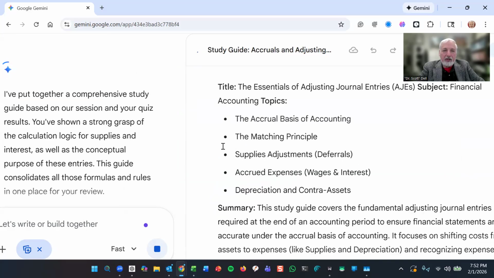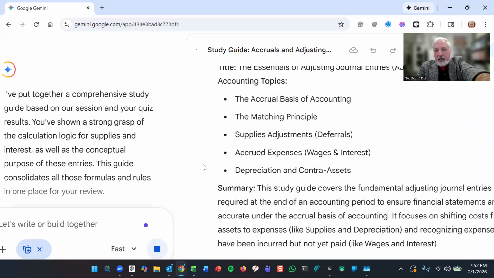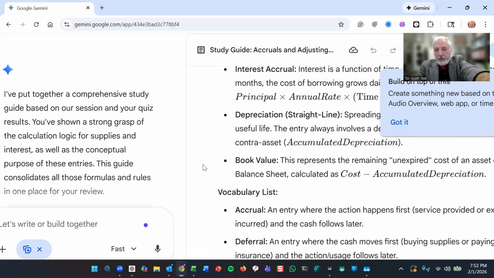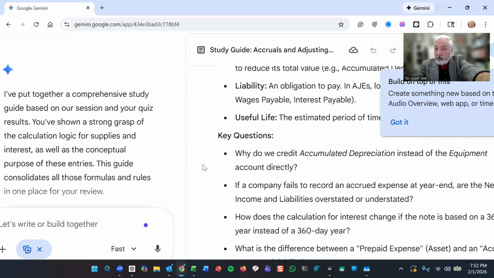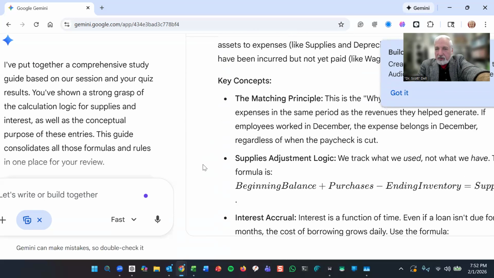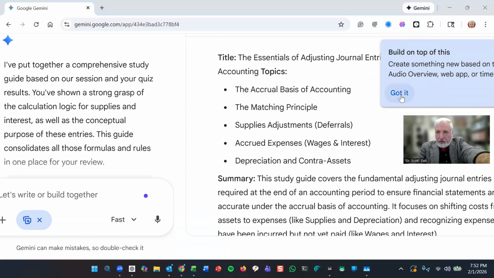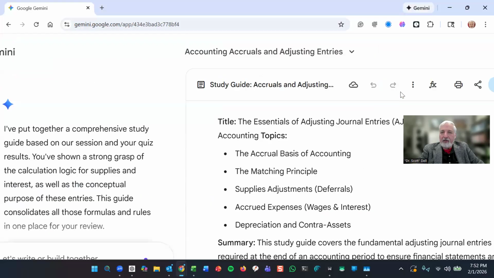And I put together a comprehensive study guide: matching, supplies, accrued depreciation, summary, key concepts, interest, depreciation, book value, vocabulary list, key questions. There's some pretty good content here. That's pretty cool. So create something new: audio overview, web app. You can actually create an app to test yourself. Audio overview. You can pull the comprehensive study guide here into Notebook LM and have it create a podcast for you. So pretty cool stuff, pretty powerful stuff.